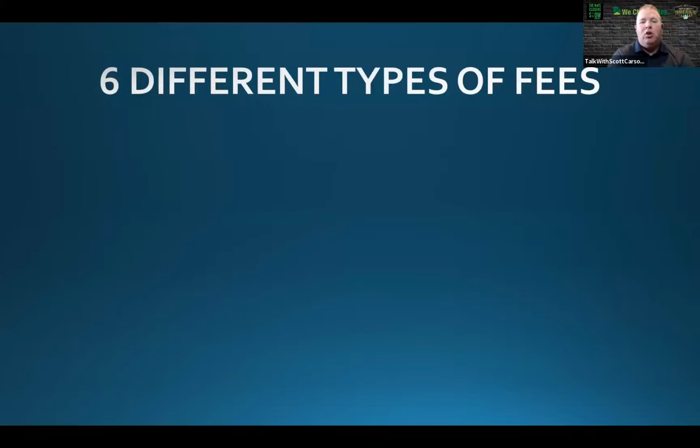But anyway, most people think of 3-4 different types. There's actually 6 different types of fees when it comes to being a note investor. Some of these are going to seem pretty obvious. Others, you maybe won't think about. Some will be lumped into different things.